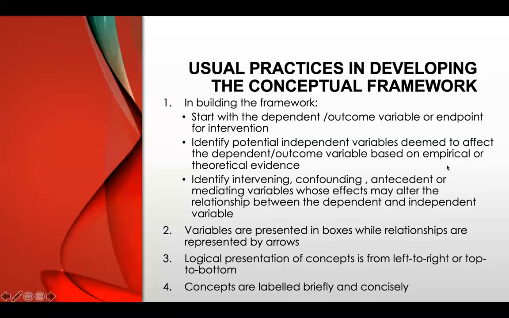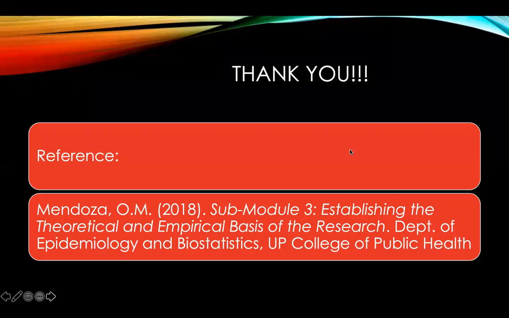Based on empirical or theoretical evidence, identify intervening, confounding, antecedent, or mitigating variables whose effects may alter the relationship between the dependent and independent variable. And then variables are presented in boxes while relationships are presented by arrows. Logical presentation of concepts is from left to right or top to bottom, and then concepts are labeled briefly and concisely. So, yun yung guide mo ng paggawa ng conceptual framework. Okay? So, that's it. Thank you.